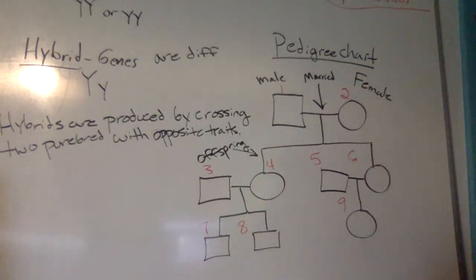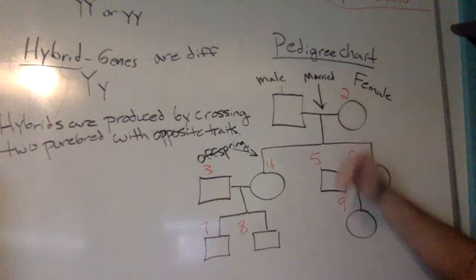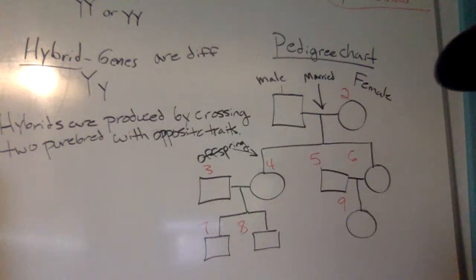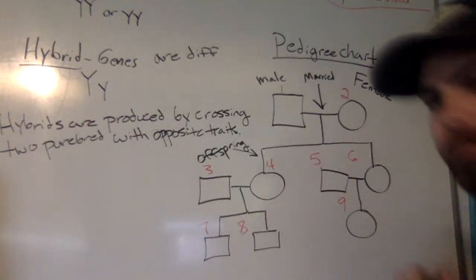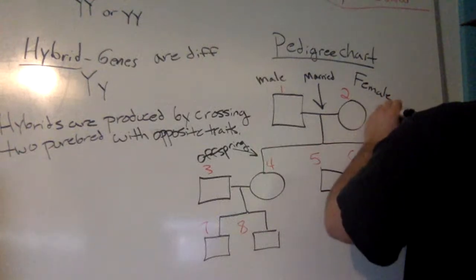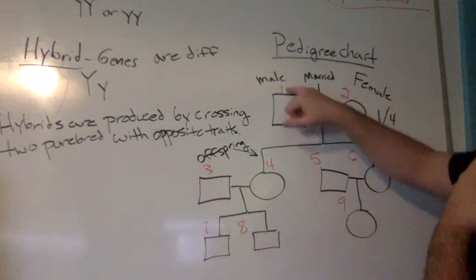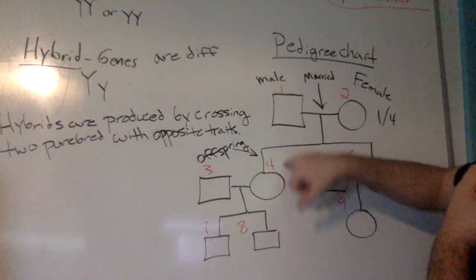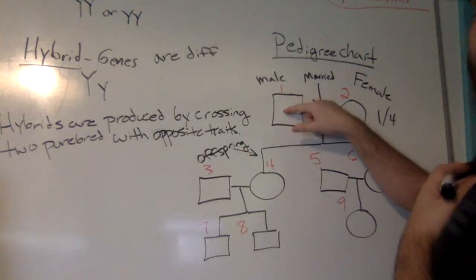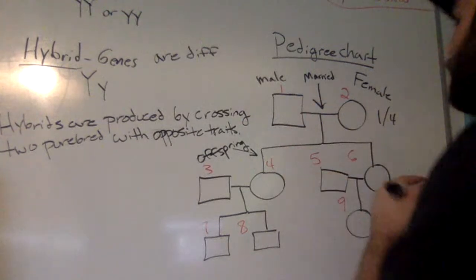Now, in this case, let's say I ask you, how is 1 related to 4? So 1 to 4. All right. So we got a male. It's going to be basically dad to daughter.